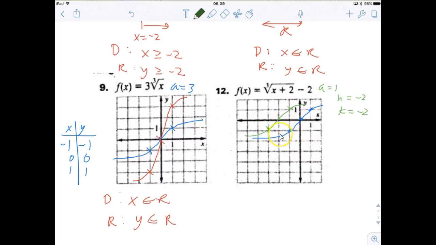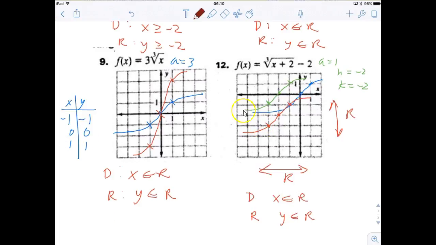First step is I've translated everything 2 units to the left because I can see that the h value is -2. Next step is I see that the k value is -2, so I'm going to go down from the green graph to the red graph 2 units down. So this is my new graph. So now we can see that with the cubic root function, the domain and range are always x is an element of R and y is an element of R.